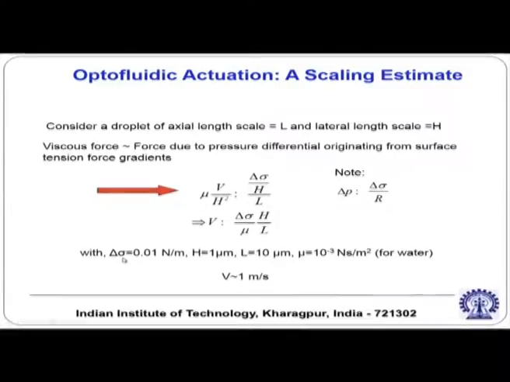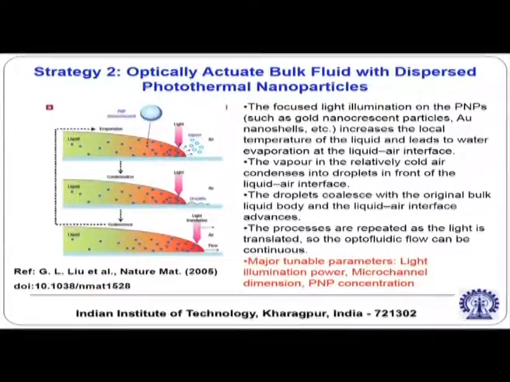If you can create a surface tension change of 0.01 Newton per meter, with a microchannel height of 1 micron, a length of 10 micron, and a dynamic viscosity of 10 to the power minus 3 Newton second per meter square for water, you will get a velocity of the order of 1 meter per second, which is quite significant. So that is one possibility. The moral of the story is that you create a change in surface energy, and that change establishes a velocity scale, which can be found by an order of magnitude comparison between the viscous force and the surface tension force.